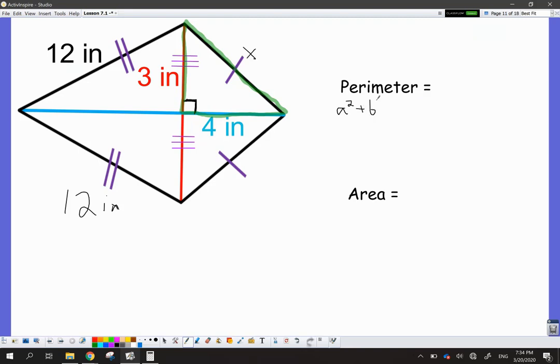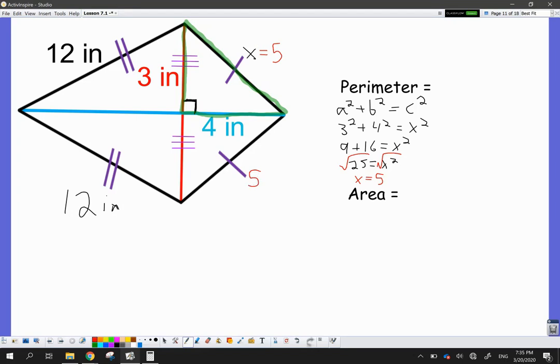So I have a squared plus b squared equals c squared. Here my a, I'm going to let that be 3, my b is 4, my c is x. So I have 3 squared plus 4 squared equals x squared. 3 squared is 9, 4 squared is 16, and x squared is still x squared. 9 plus 16 is 25, so that's my x squared. And just like last time, remember I need to take the square root of both sides, which gives me x equals 5. So I know that this x here is 5, which means this is also 5.